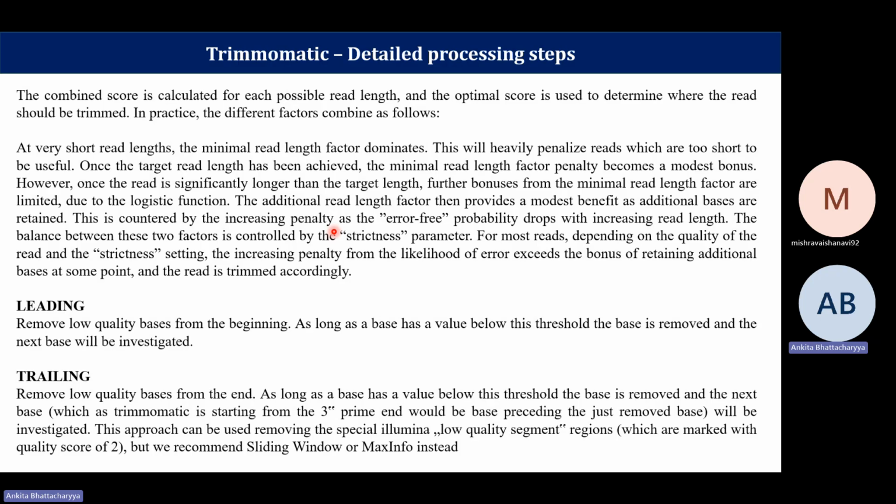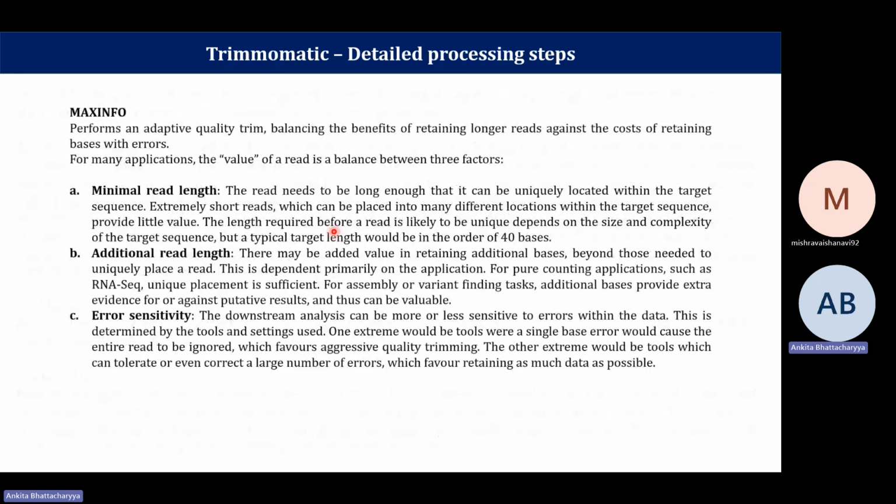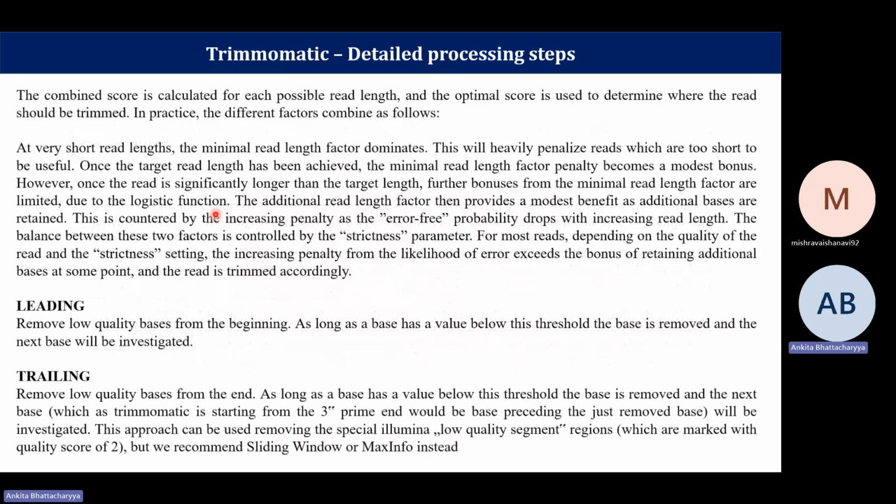So we said a lot of things. What does it mean? First, if you have a very short read length, then the minimal read length factor, this first factor, is very useful. Why? If a read is too short to be useful, it will heavily penalize that particular read. If you have a read where the target length has been achieved, then this factor is not very important. If it is much longer than your ideal length, say for example, if your ideal length has been set to 100 base pairs and your read is 180, 200, or 250 base pairs, then this first factor is not very important because the minimal length has already been achieved.